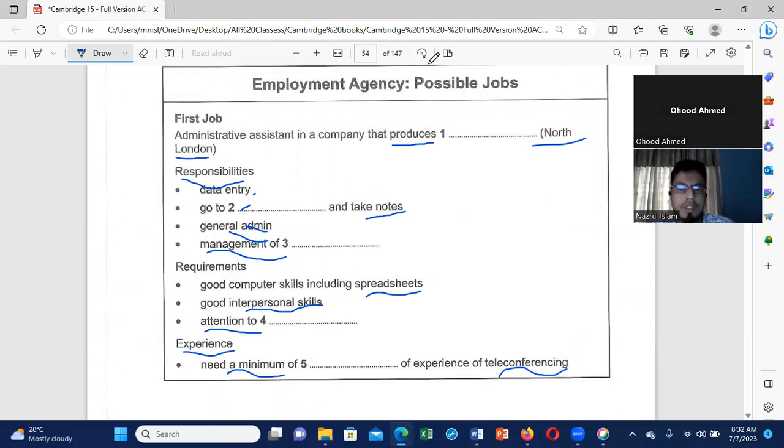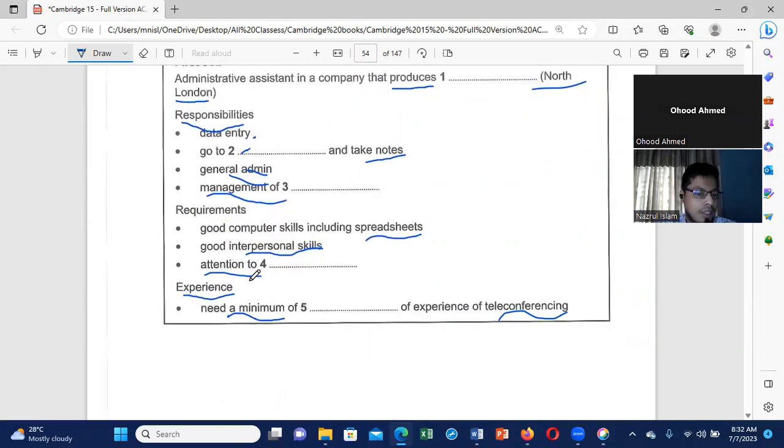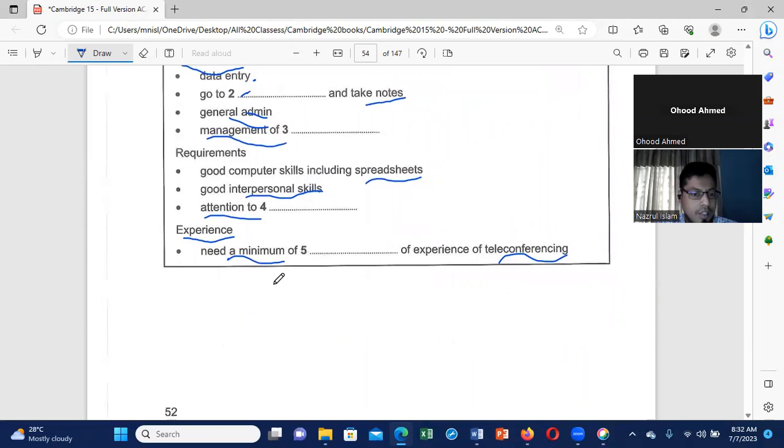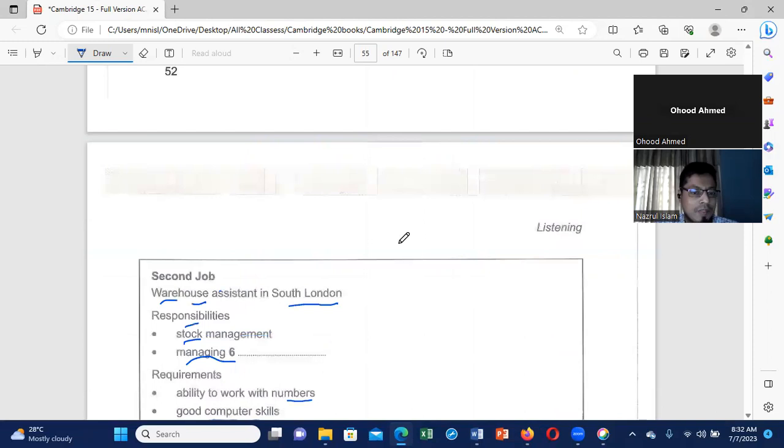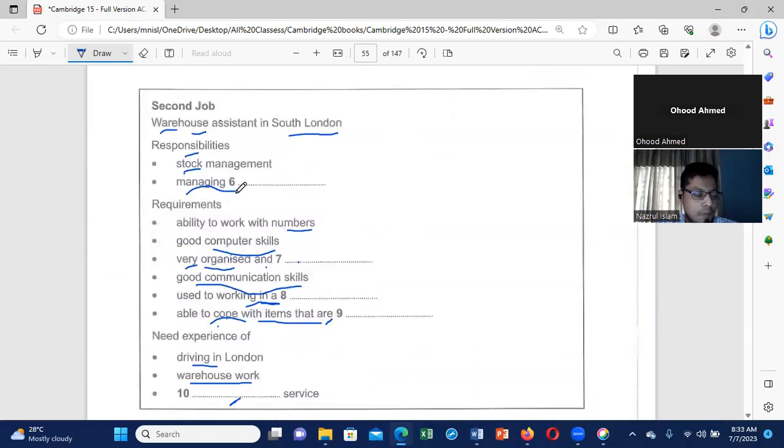What was your first answer? First one, furniture. Very good. Second one, attend meetings and take notes. Excellent. Yeah, perfect. Third one, management of diary. Excellent. Fourth one, attention to details. Very good. It was very easy. He did mention 1 year clearly. Yeah, that's number 5. Yes. 6. Deliveries. Very good.